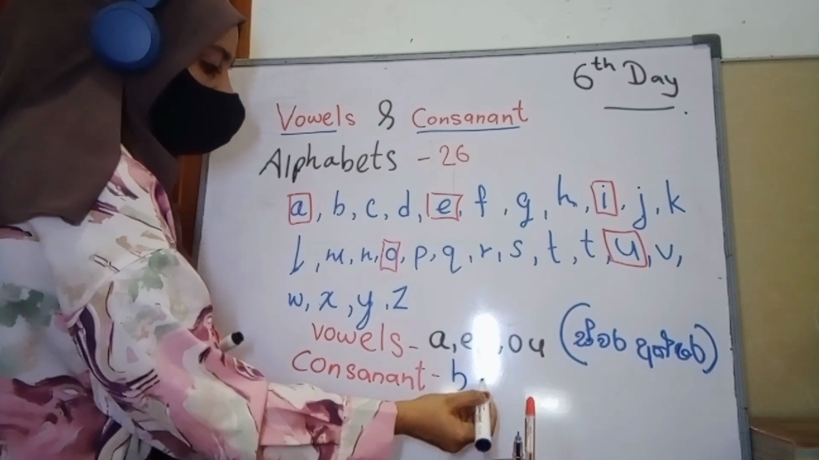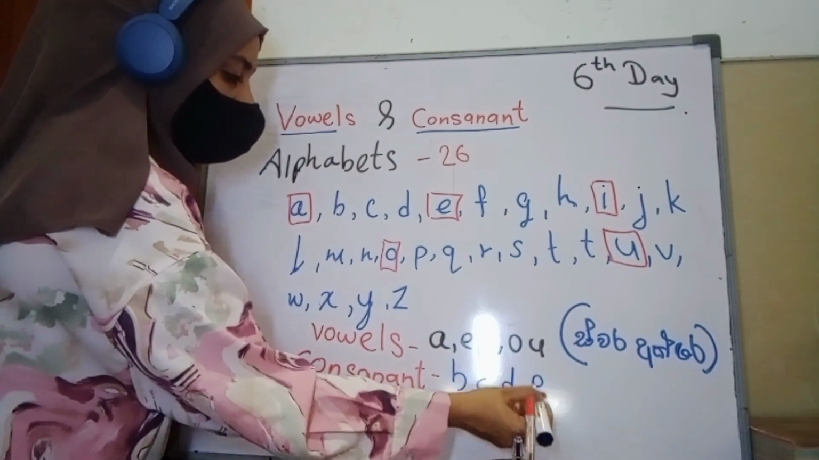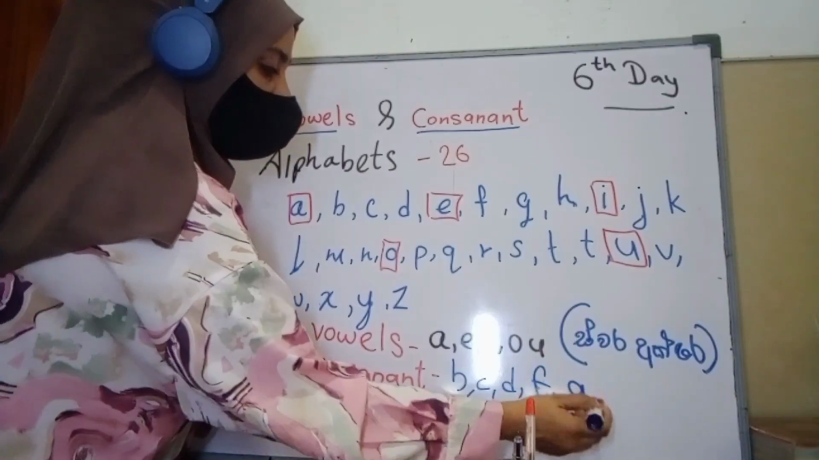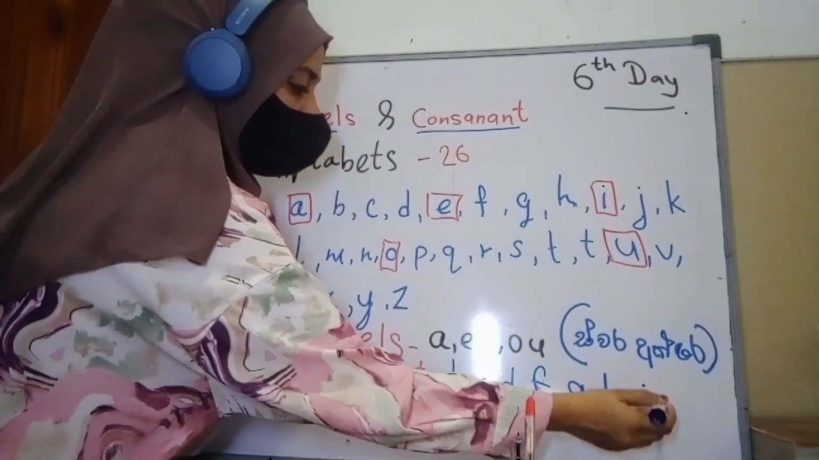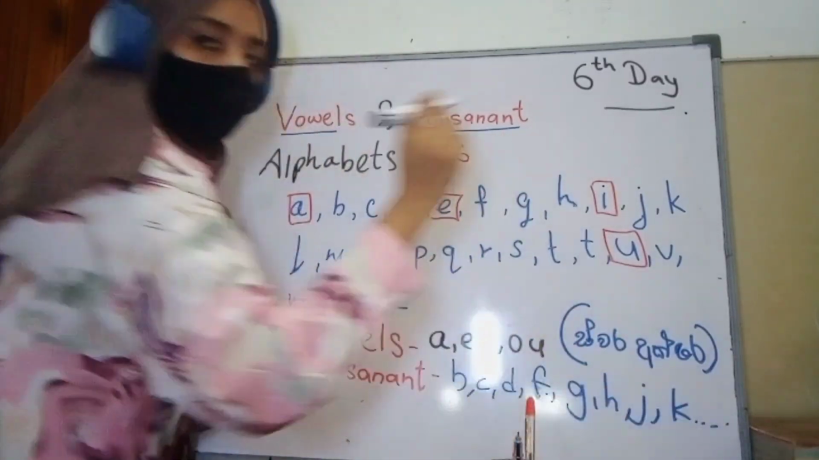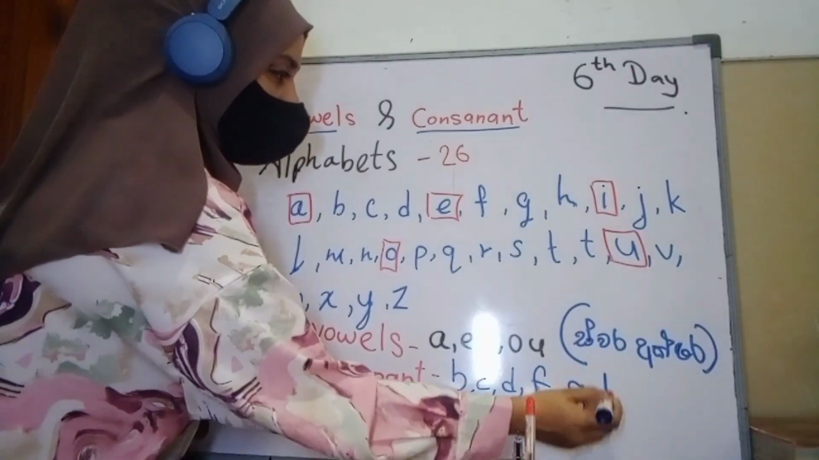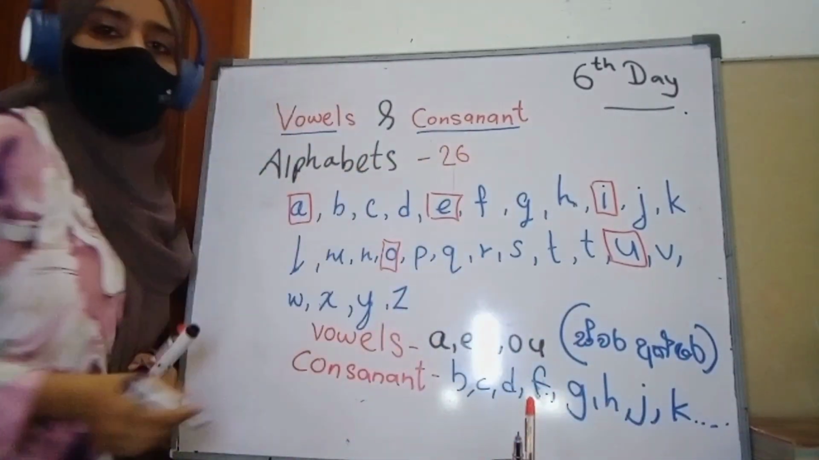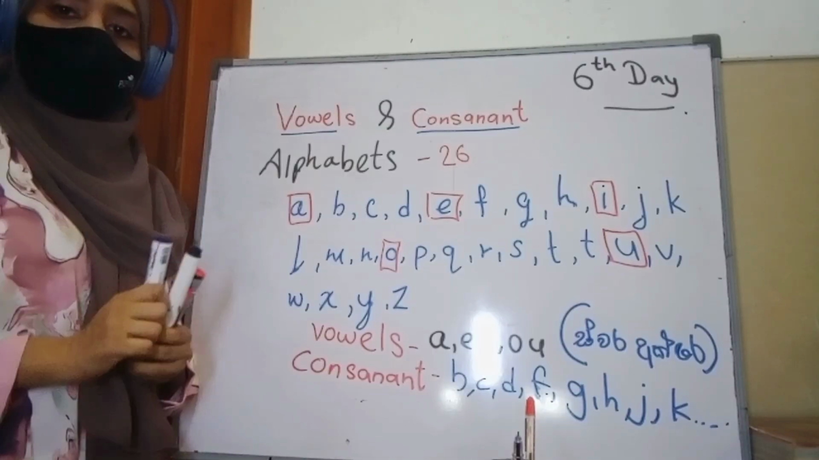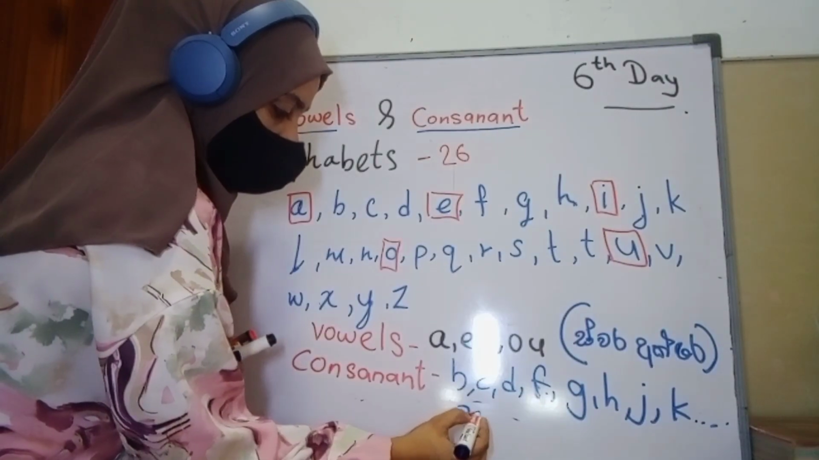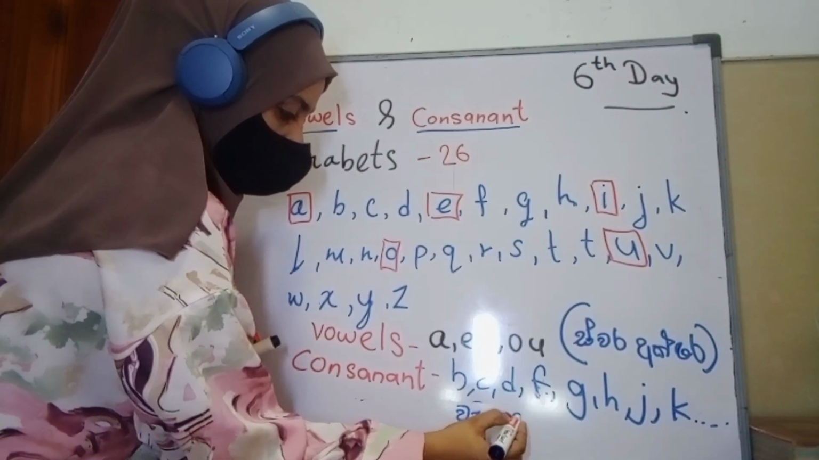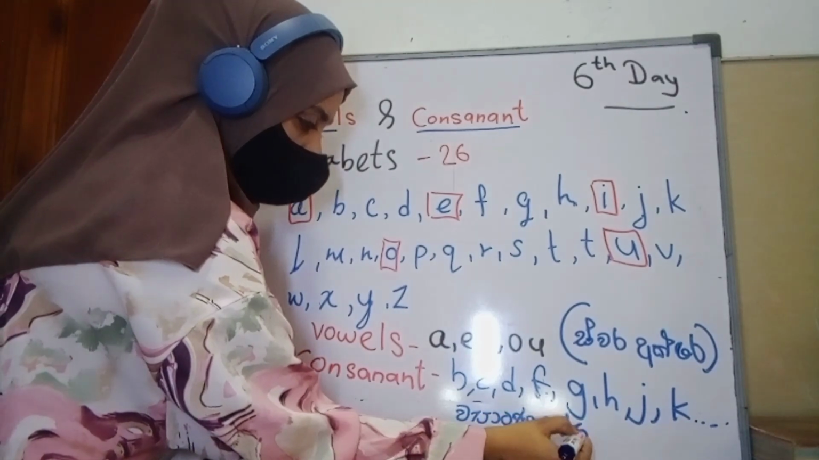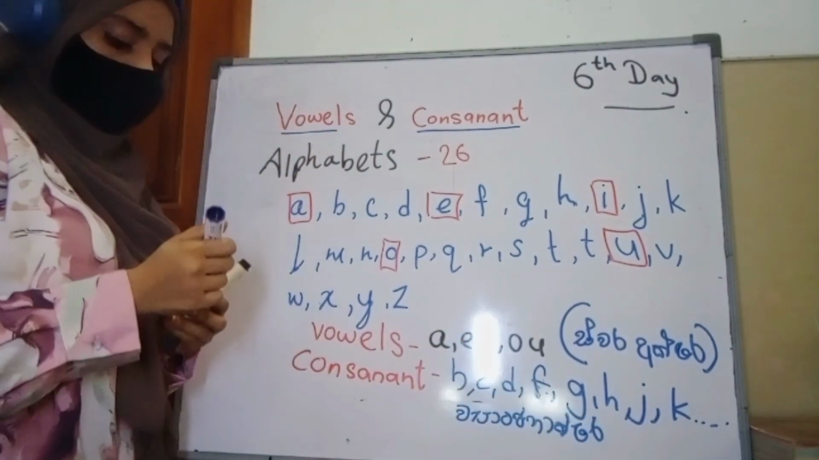B, C, D, F, G, H, J, K like that. It goes like that. So, Vyanjana Akshara.